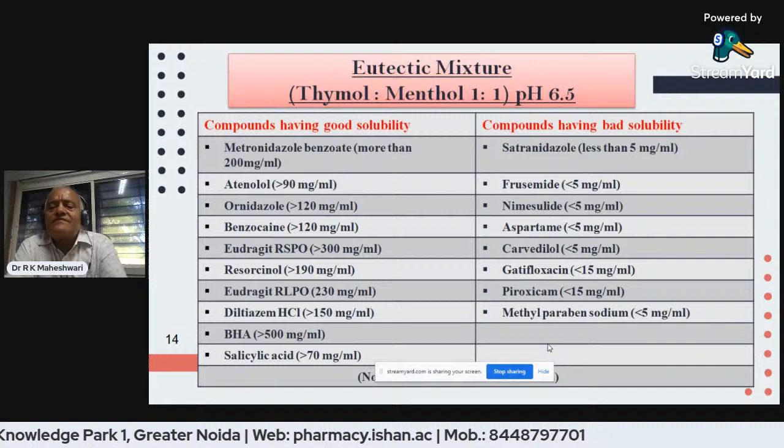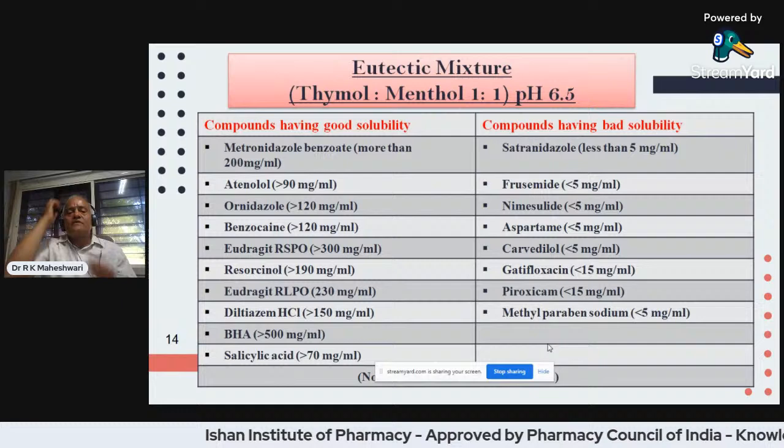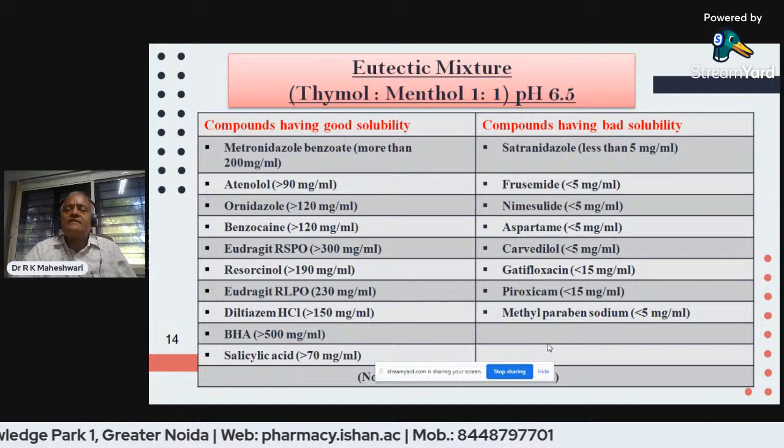Less than 5 mg of secnidazole is dissolved by 1 ml of this eutectic liquid. It means very poor solubility of secnidazole is there. You may say this eutectic liquid is a poor solvent for secnidazole. Similarly, in the left hand column, furosemide, nimesulide, aspartame, etc., have very poor solubility in this eutectic liquid.